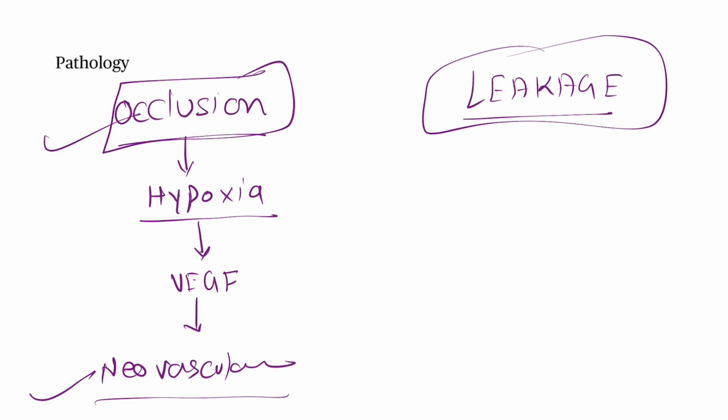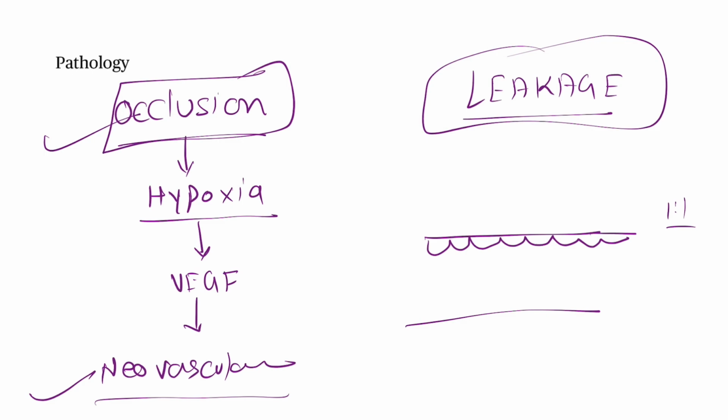What about leakage? The leakage happens due to pericyte necrosis. Let's say this is a blood vessel. Inside of that are endothelial cells, and on the outer side we have the pericytes. It should generally be 1:1, which means one pericyte. Let me change the color.